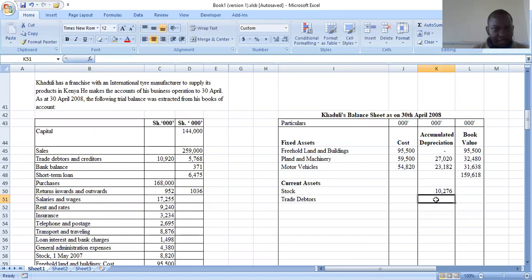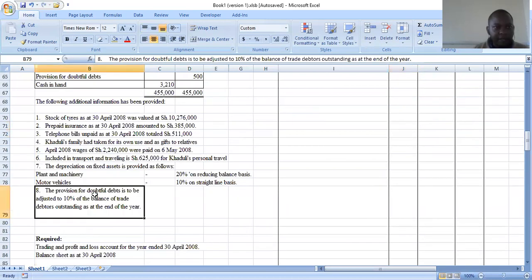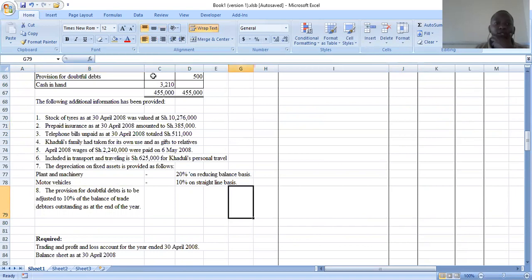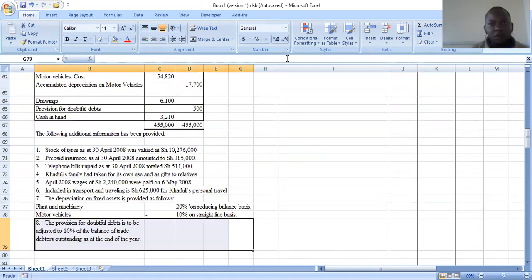Trade debtors is 10,920. Okay. After trade debtors, there's an adjustment. For trade debtors, we have adjustment number 8, that we make a provision for bad and doubtful debts of 10% of trade debtors. So this will reduce our net profit.